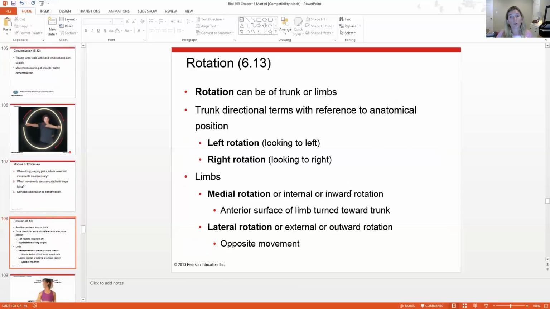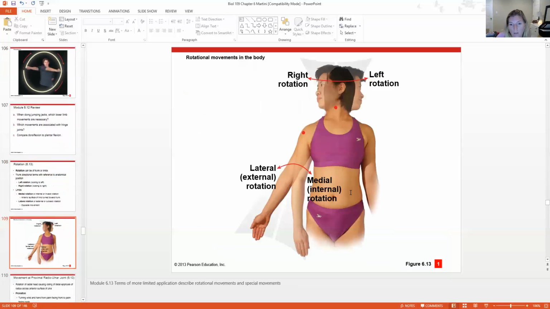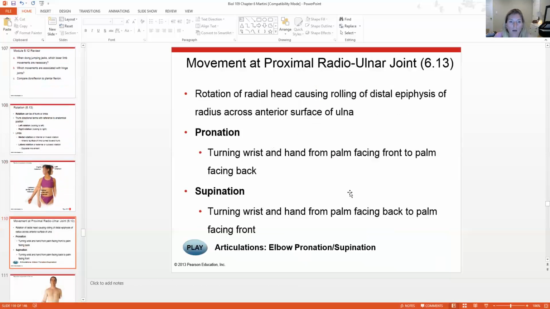You can also do medial rotation, where you move your arms inward. I don't know if you can see, moving my arm inward like this. Or lateral rotation, moving outward. Opposing movement. Pronation and supination. Supination, pronation.